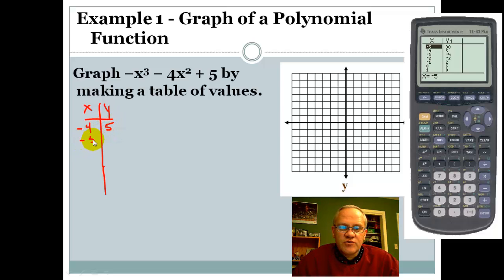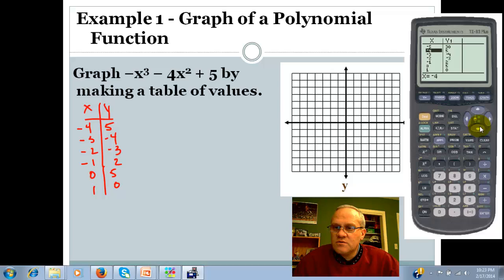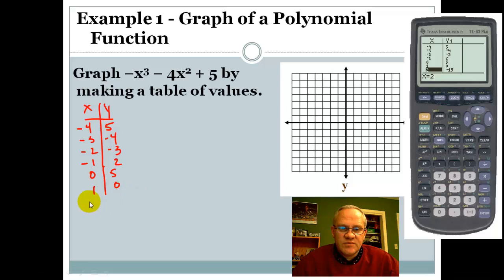Negative 3, negative 4. Negative 2, negative 3. Negative 1, 2. 0, 5. 1, 0. And then 2, negative 19. So that's going to go way down there. Okay, so let's just graph these points here.